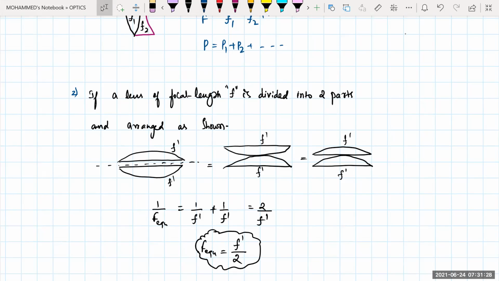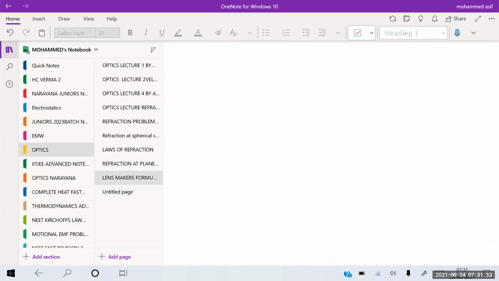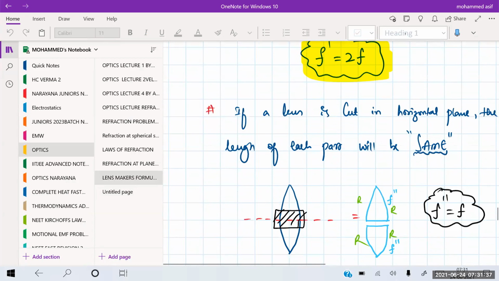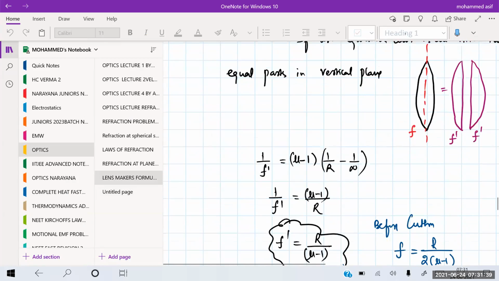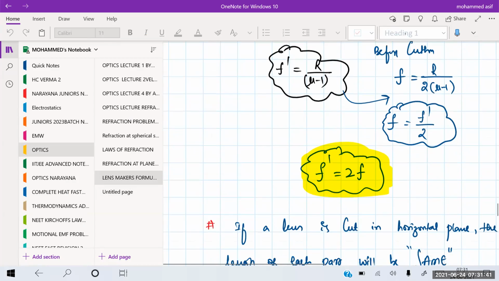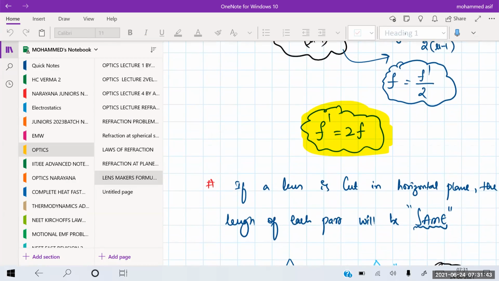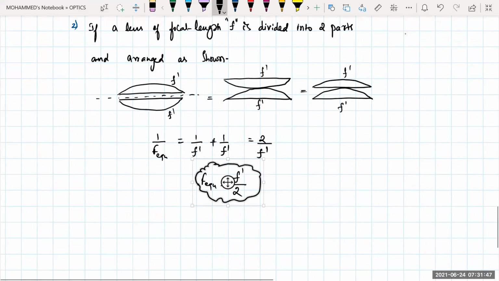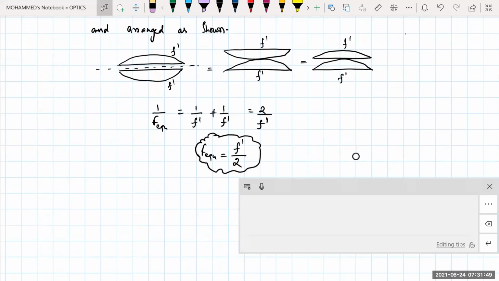What is F dash? When a lens is cut from the center, I told you this in the previous class. Lens is part of relation. It remains 2 times of F. When you cut it along the aperture, then focal length F dash will become how much? 2 times of F. So that means this will become 2 times of your F.